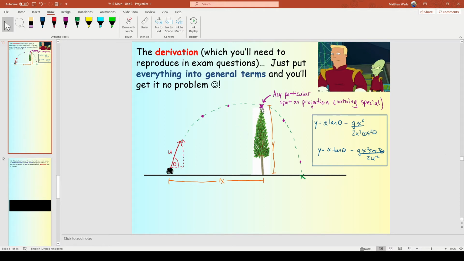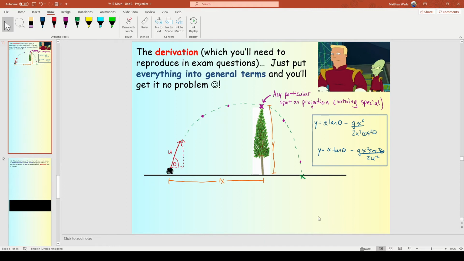Now, the formula is valid for all the parts on the arc, though, and the path that it would follow. So the same formula applies for this point, or that point, or the maximum height as well, where the vertical velocity would be 0. In the tree, it's valid for there, and it's valid even on the floor.